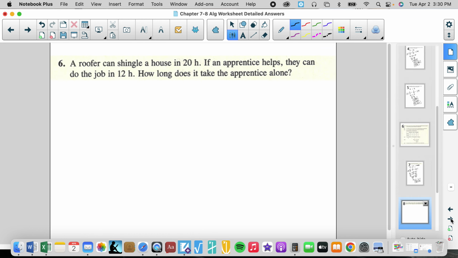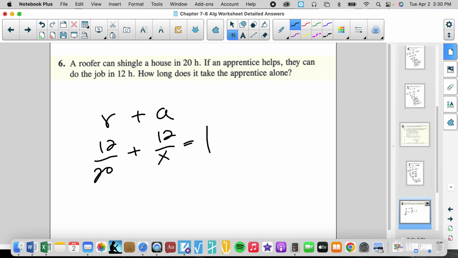Nice, huh? A roofer can shingle a house in 20 hours. If his apprentice helps, they can do the job in 12 hours. So roofer can do 20. Together they do it in 12. Together we don't know how much the apprentice is, but we know it equals 1.